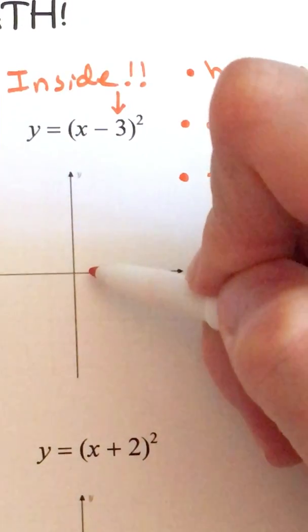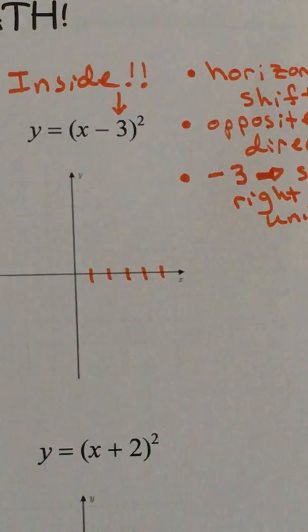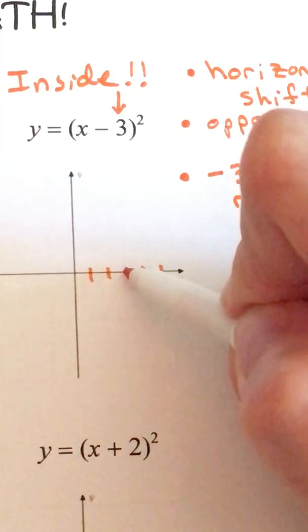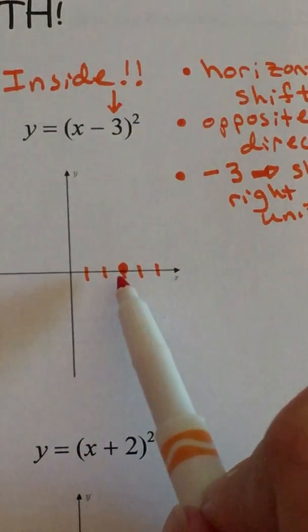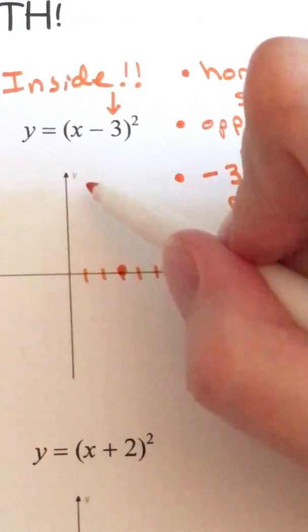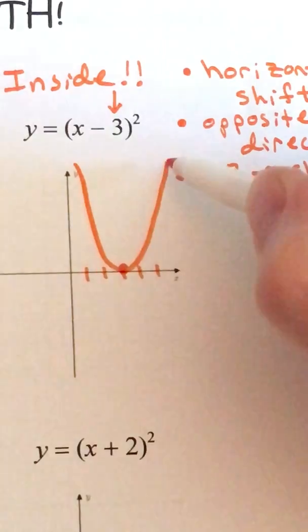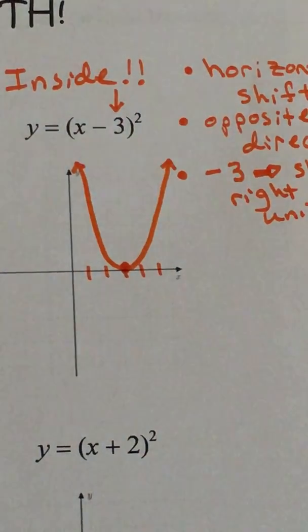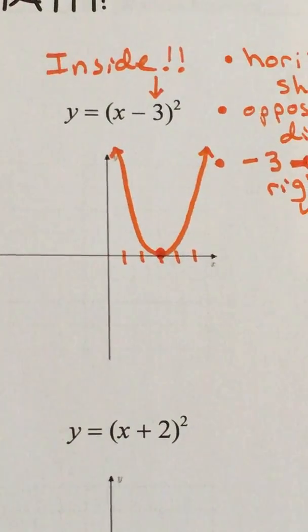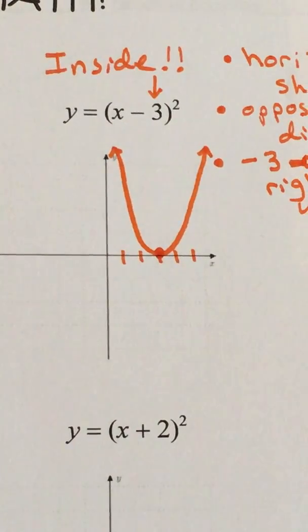So let's draw it. We say 1, 2, 3, 4, 5 markings on the right side of our x-axis. My vertex is going to be 3 units to the right. That's what our direction said to do. So we have our same symmetrical curve. It's just slid. It has a translation, 3 units to the right. Great. Okay, let's go look at our third example.